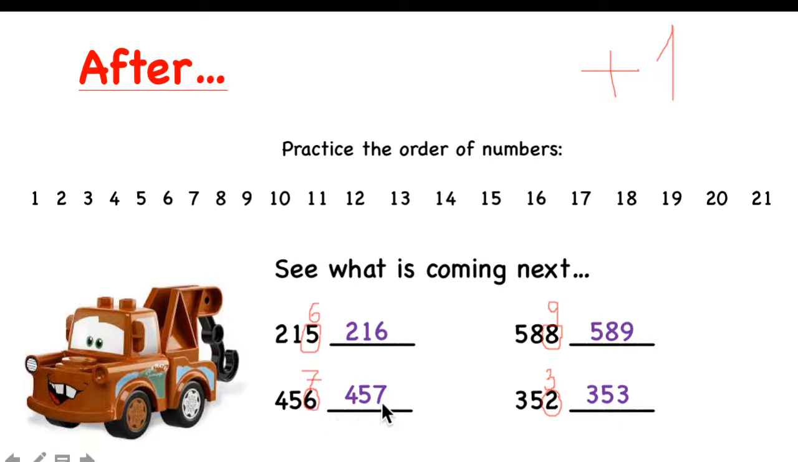From 6, it is changed to 7. From 8, the number is changed to 9. From 2, the number is changed to 3. The hundreds and tens digits will stay the same. I am changing only the ones digit because I will add plus 1 more.